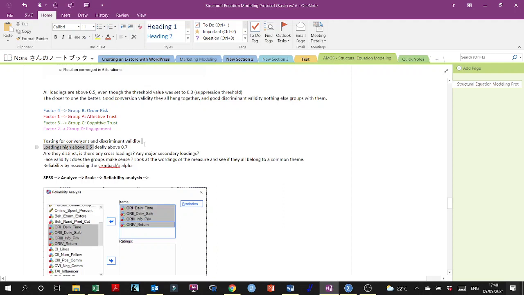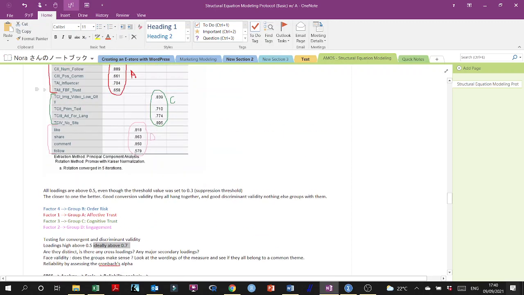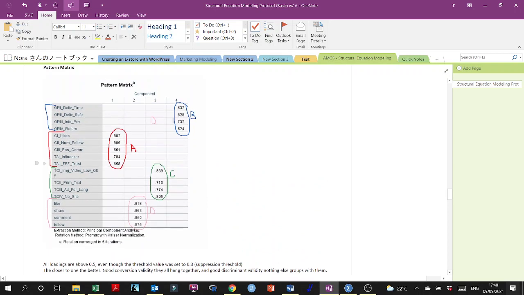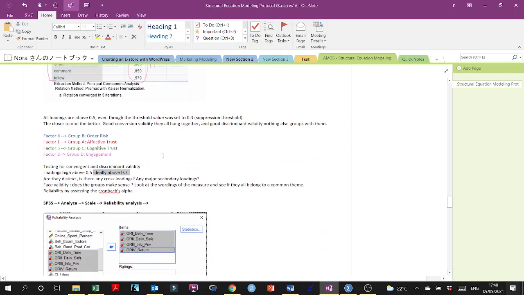Usually, ideally, all the loadings in your model should be over 0.7. If not, at least 0.5. Then you need to ask, are they distinct? Yes, in my model they are distinct, as you can see. None of them loads on more than one factor, meaning there are no secondary loadings. There isn't any of that.